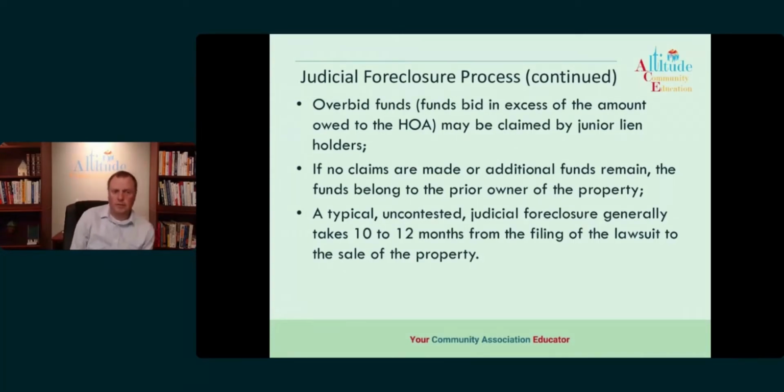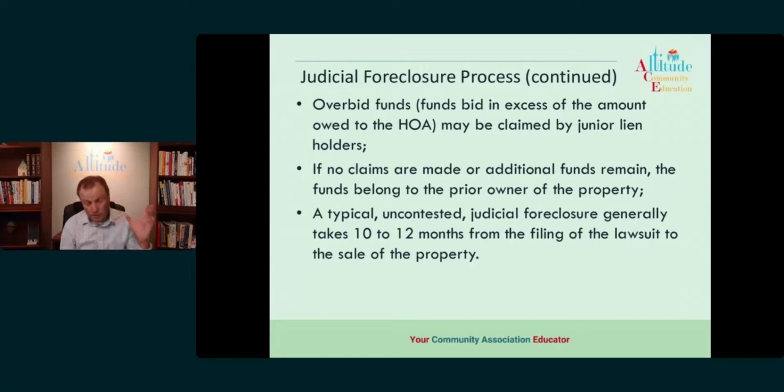So overbid funds in excess of the amount owed to the HOA, again, like we said, may be claimed by the junior lien holders. If no claims are made or additional funds remain, the funds belong to the prior owner of the property. So there's a process that the junior lien holders have to go through and file before they can be given that money. If they don't do it, then that money can be turned back over to the owner.